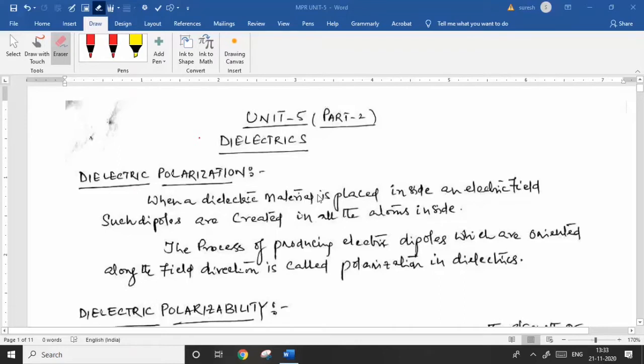In this Dielectrics unit, from an atomic view, I would like to explain a few definitions. The first one is known as dielectric polarization. What is dielectric polarization? When a dielectric material is placed inside an electric field, dipoles are created in all the atoms inside. That means the process of producing electric dipoles which are oriented along the field direction is called polarization in dielectrics. We usually divide dielectrics into two types: dielectrics of polar molecules and dielectrics of non-polar molecules.